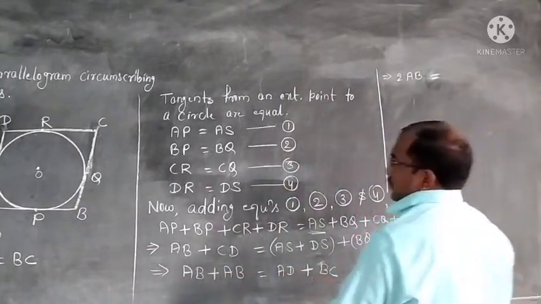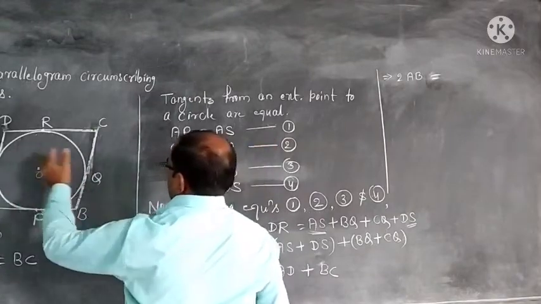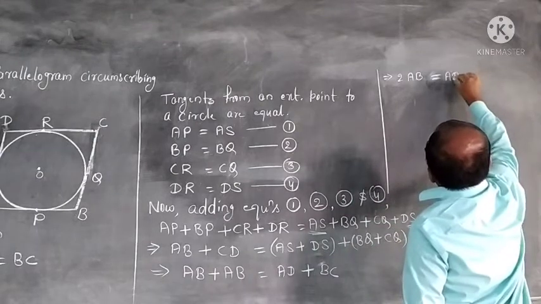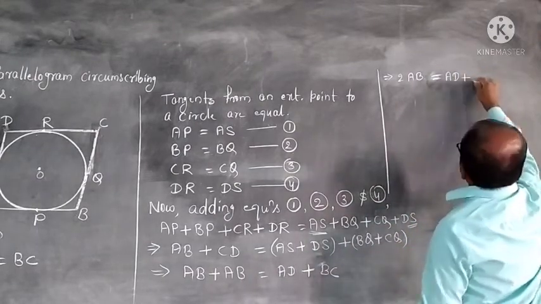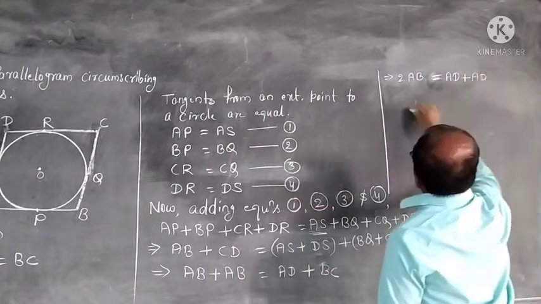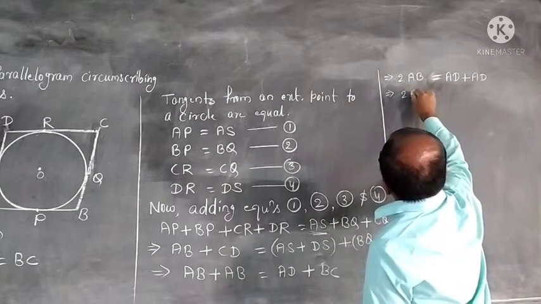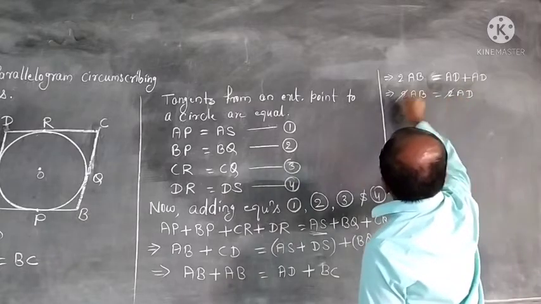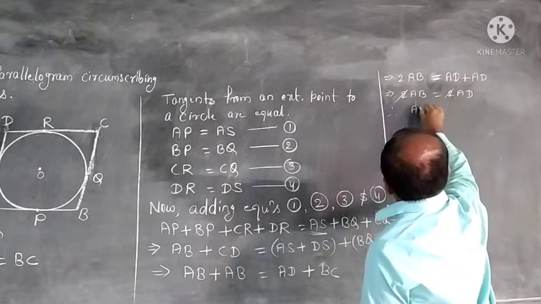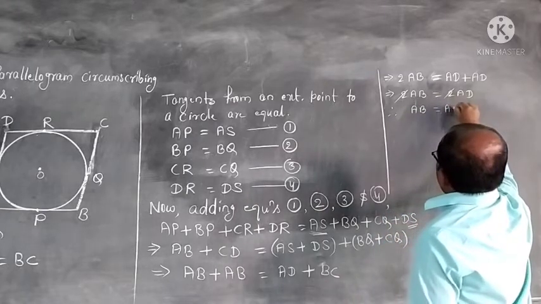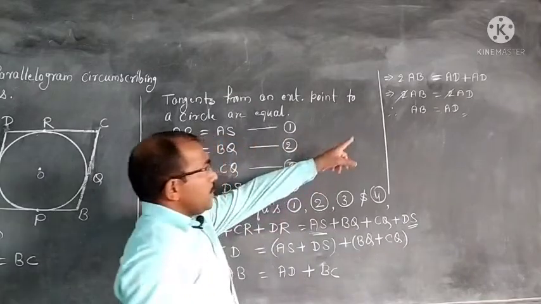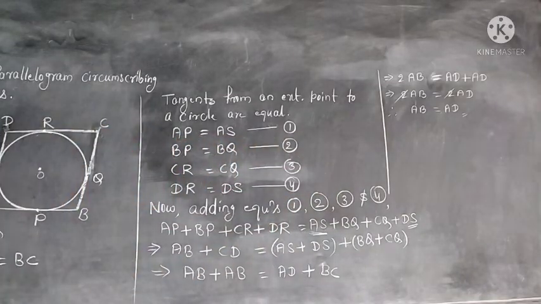is equal to AD plus BC. So, when we see these two sides, they are sides of the parallelogram. So, any one we will change. BC is also equal to AD. We get here 2AB is equal to 2AD. 2 we can cancel. Finally, we get here AB is equal to AD. And at this step, we need to have a short discussion about this. Here we are getting this side AB is equal to AD.